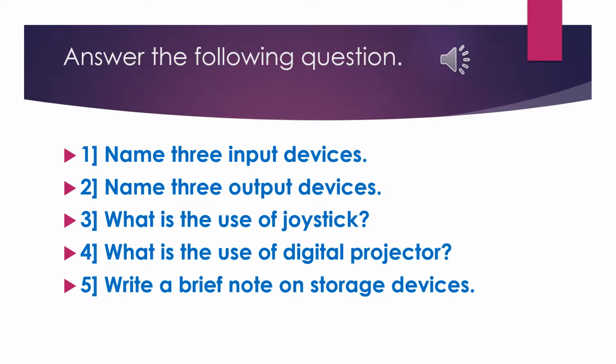Our first question is, name 3 input devices. And 3 input devices are mouse, keyboard and joystick. Question number 2, name 3 output devices. The answer is 3 output devices are monitor, printer and speaker.